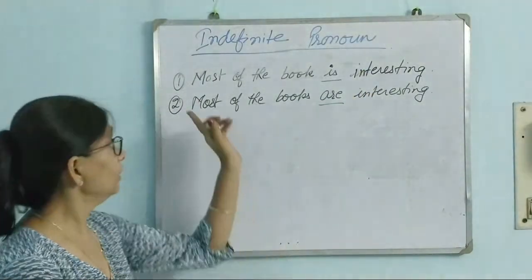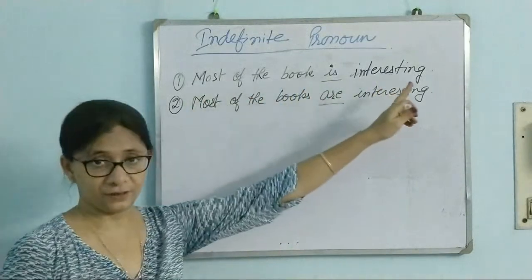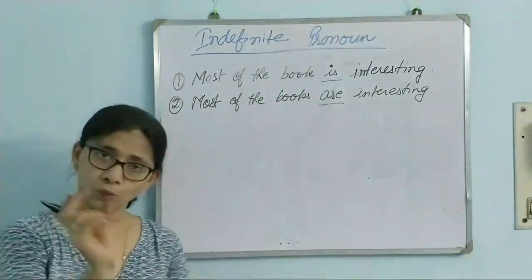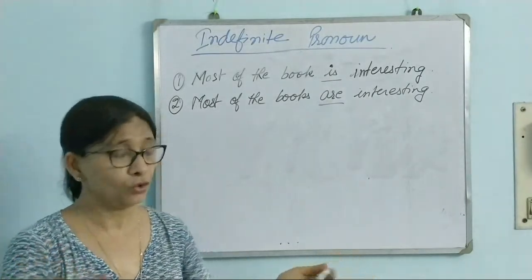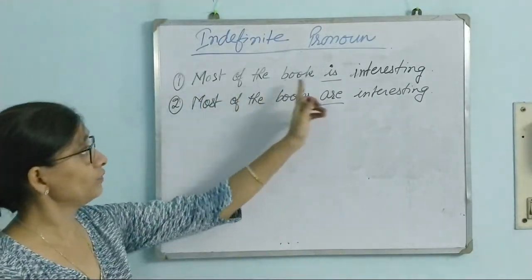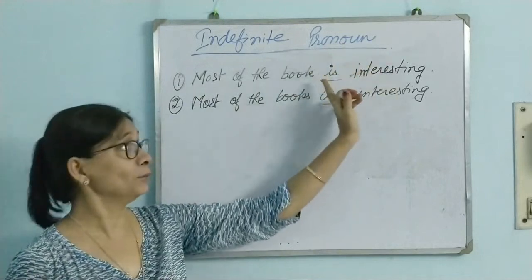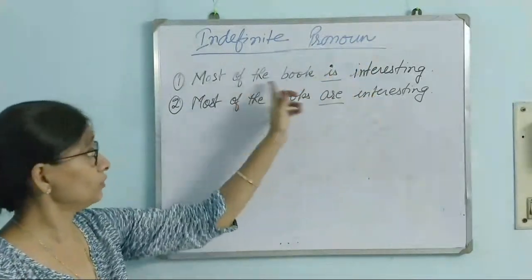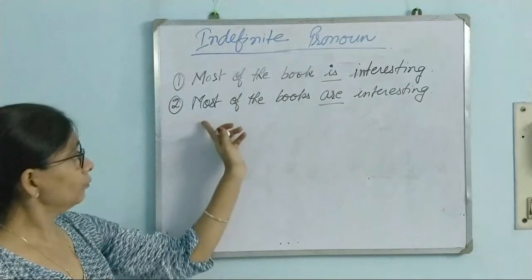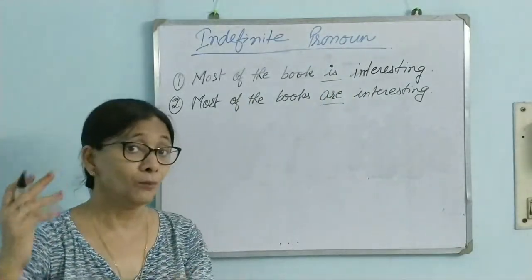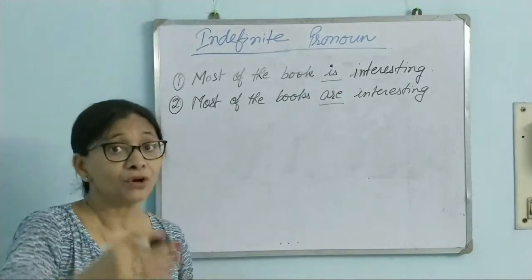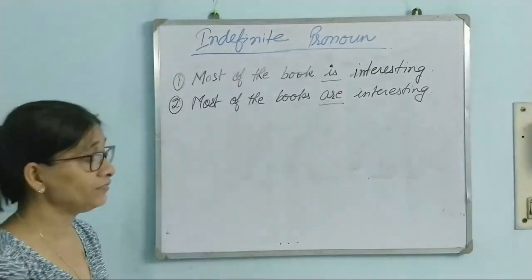So what is the difference? Most of the book is interesting. It refers to just one book in which most of the part is interesting. So it has to be said like most of the book is interesting, because only one book, that's why is. So here most is used as singular. But here, most of the books are interesting. That means there are stock of books in which most of them are interesting. Number of books are there. So here it is used as plural.